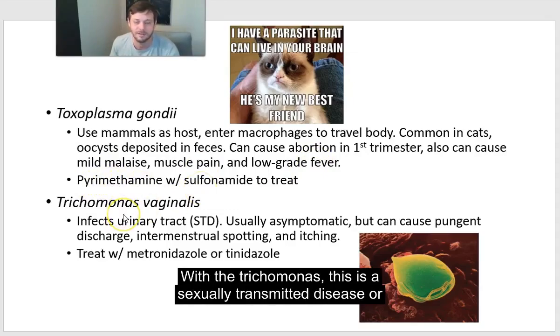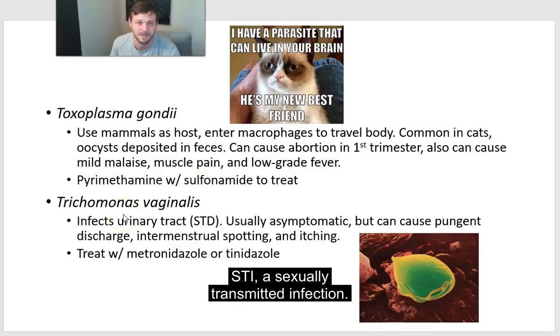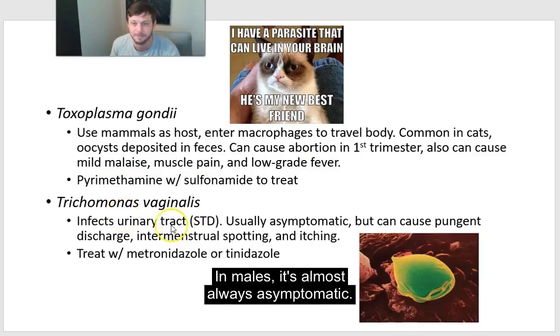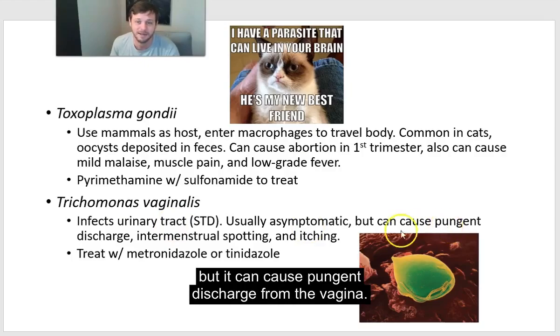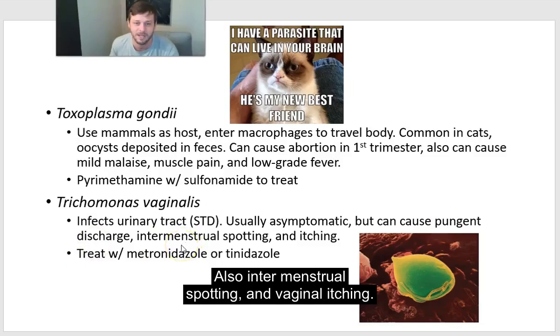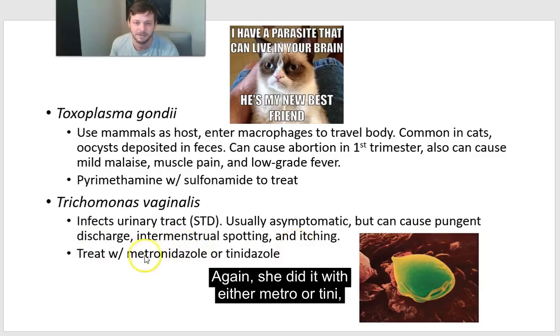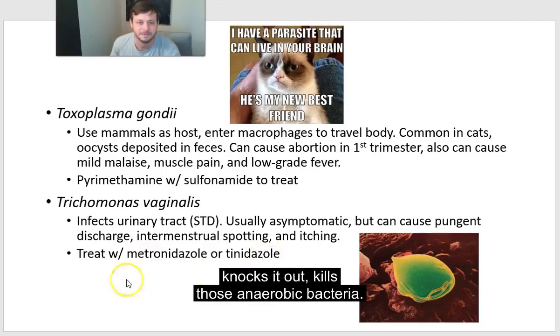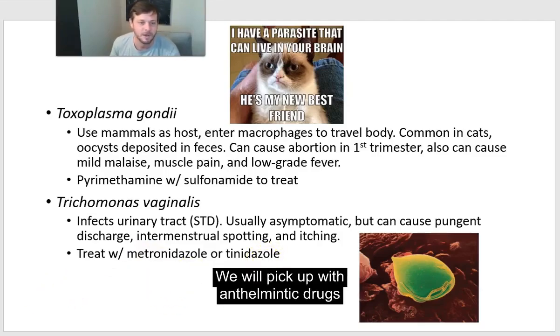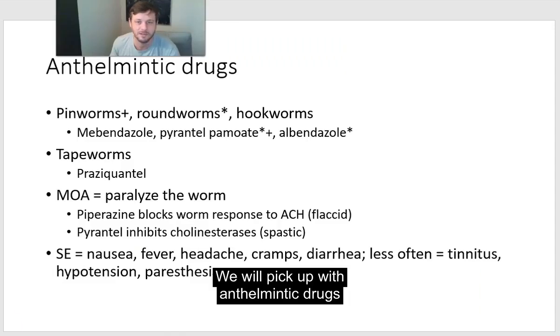With trichomonas, this is a sexually transmitted disease, or STI, sexually transmitted infection. In males, it's almost always asymptomatic. In females, it can be asymptomatic, but it can cause pungent discharge from the vagina. Also intermenstrual spotting and vaginal itching. Again, treat it with either metronidazole or tinidazole. Knocks it out. Kills those anaerobic bacteria. We will pick up with anti-helminth drugs in the next one.